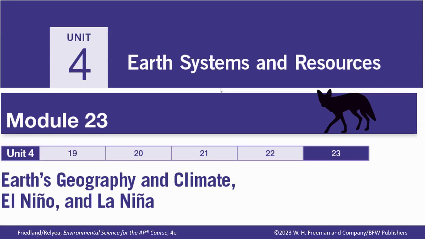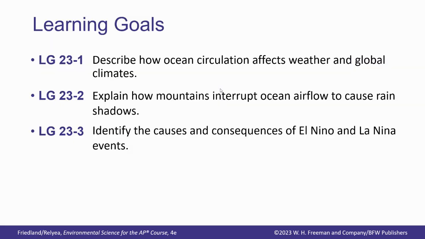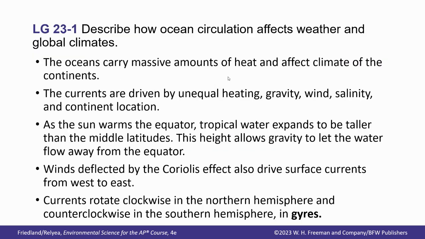All right, this is our final module of Unit 4, Earth Systems and Resources. So, Earth Geography and Climate, El Niño and La Niña. Our learning goals today are describe how ocean circulation affects weather and global climates, explain how mountains interrupt ocean airflow and cause rain shadows, and identify the causes and consequences of El Niño and La Niña.